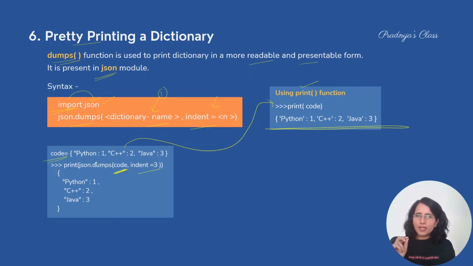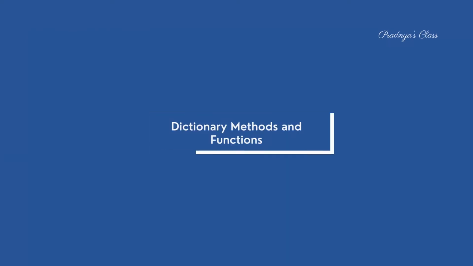When I print this dictionary using the dumps method, you can see this is the output. In the beginning we are getting 3 spaces of indentation. So it is a prettier form of printing which is more readable and presentable.